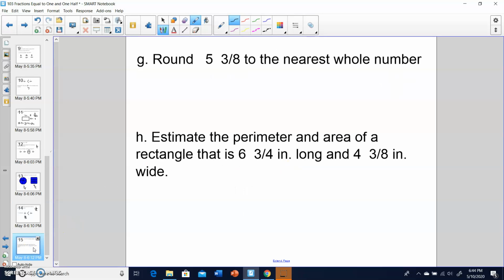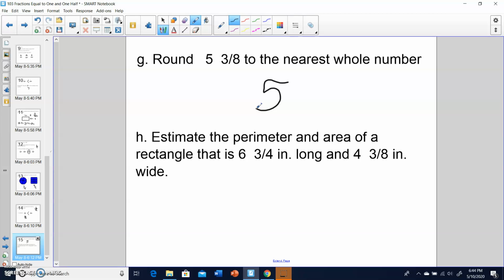Okay, last one. Round 5 3/8 to the nearest whole number. So think, is 3/8 greater than, less than, or equal to half? And it is less than half, so I would round it to 5 because I'm rounding it down.